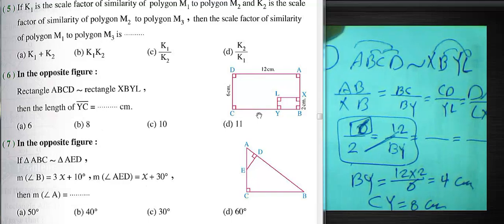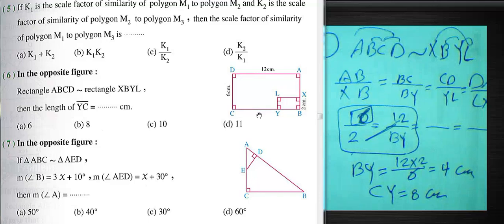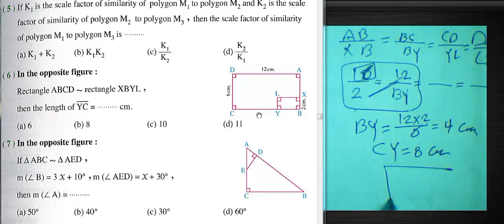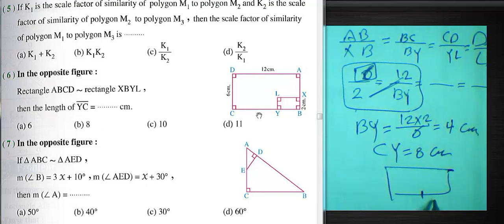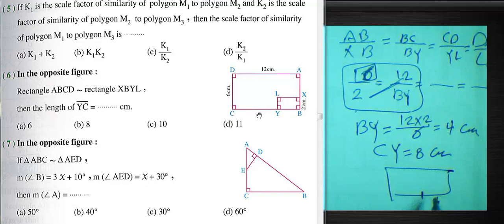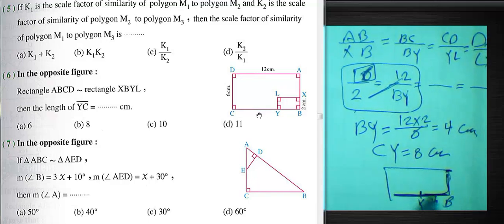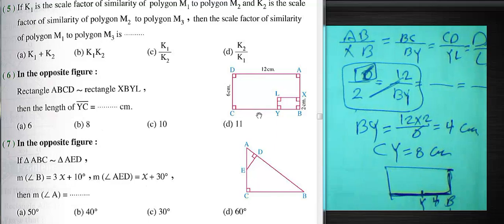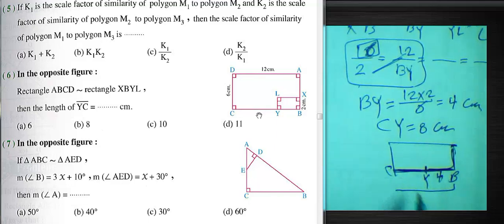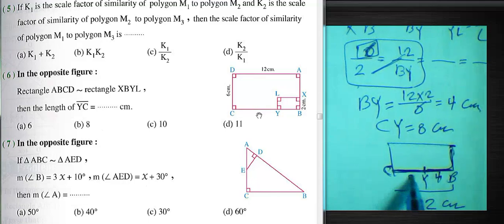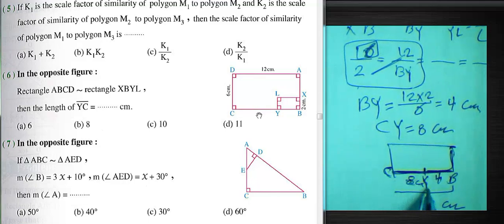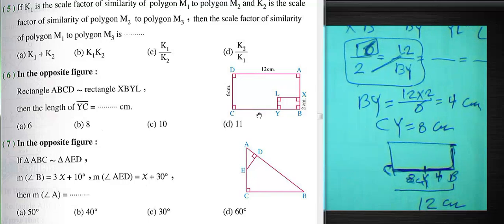By subtraction, it's easy for you. This rectangle here, I will draw here. We have this length YB equal 4 centimeter, and all these sides CB equal 12 centimeters. So the result about CY equals 8 centimeter. Question number 7.